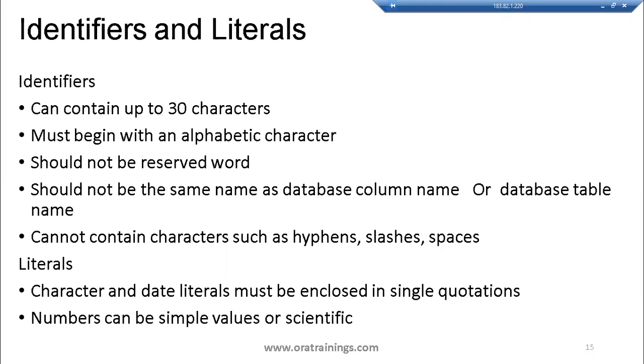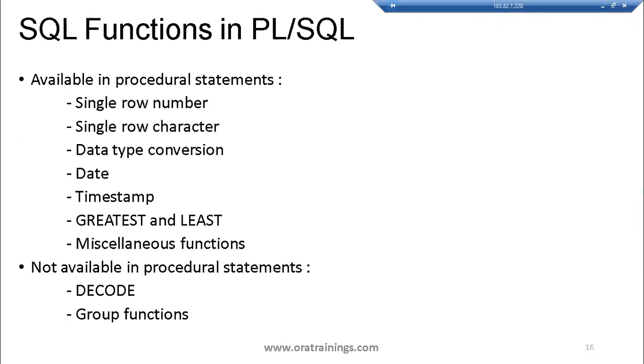Numbers can be simple values or scientific values. Whenever you are assigning a character value to a variable, that should be enclosed in single quotes. This is applicable for the date also. If you're trying to assign some date to a particular variable, then make sure that you enclose it in single quotes. Then only it will get compiled.